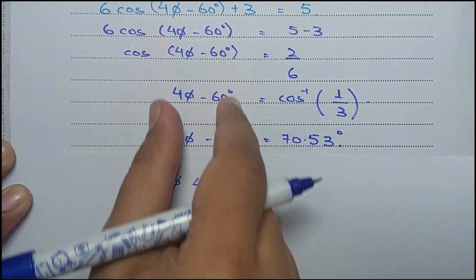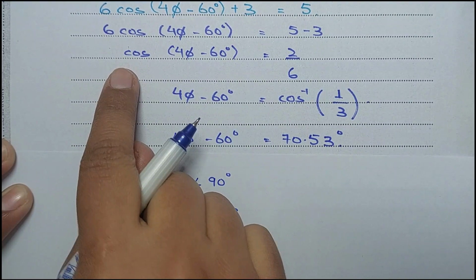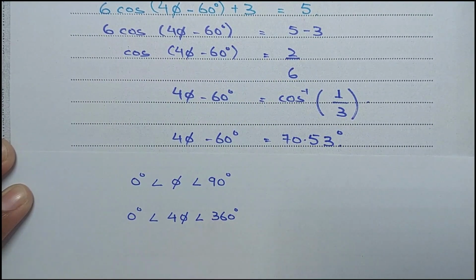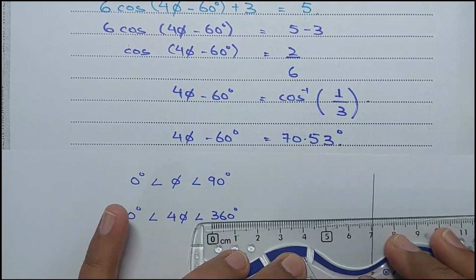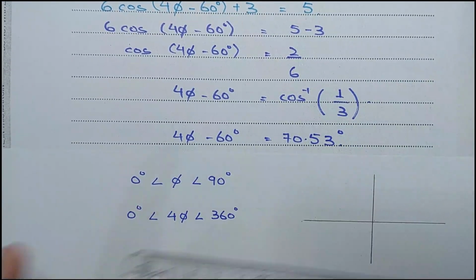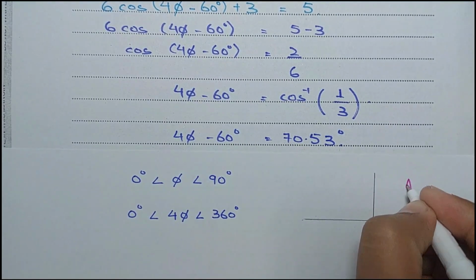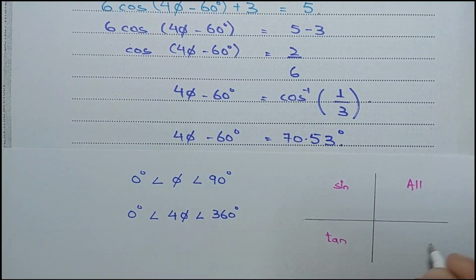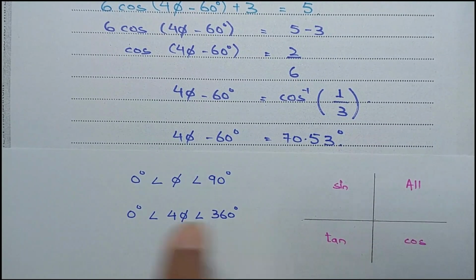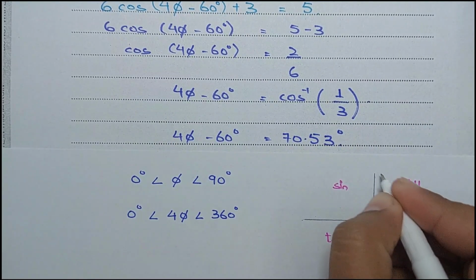Now this is a base angle. The base angle for 4 phi minus 60 is this much, and this is for cos. This equation tells us that cos is positive. Now from 0 to 360 degree, cos is positive in the first and the fourth quadrant. Let me draw the coordinate diagram and show you in which quadrants cos is positive. In the first quadrant, all trigonometric ratios are positive. In the second quadrant, sine is positive. In the third, tangent is positive. And in the fourth quadrant, cos is positive.